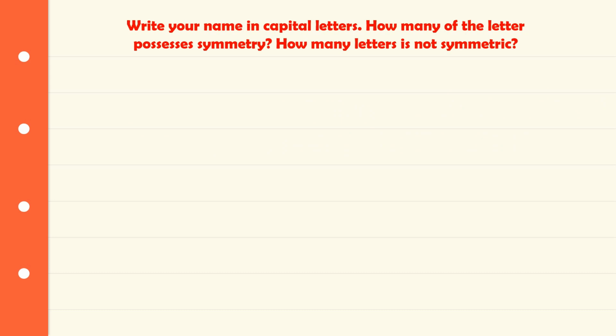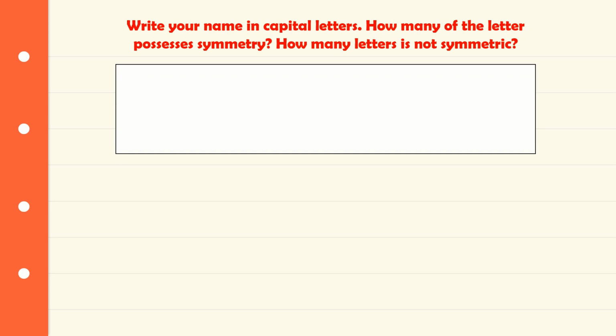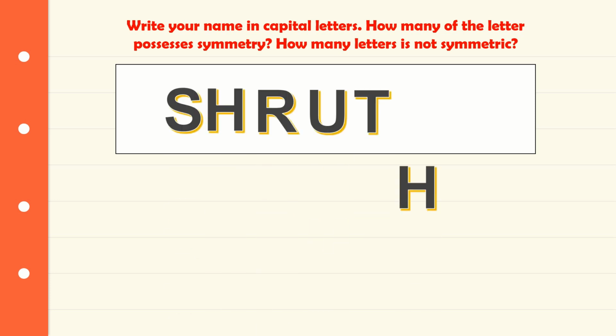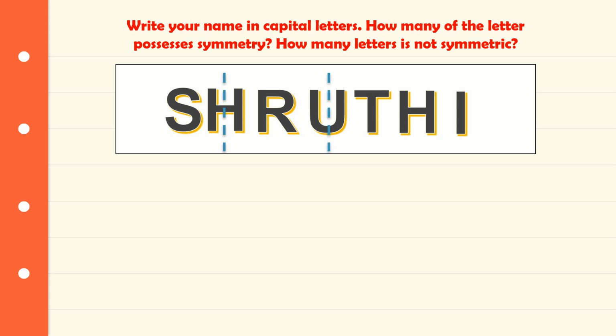Write your name in capital letters. How many of the letters possess symmetry? How many letters are not symmetric? Children, write your name in capital letters. Here, S is not a symmetric letter and H is a symmetric letter. U is symmetric, E is symmetric, H is symmetric, and I is symmetric.